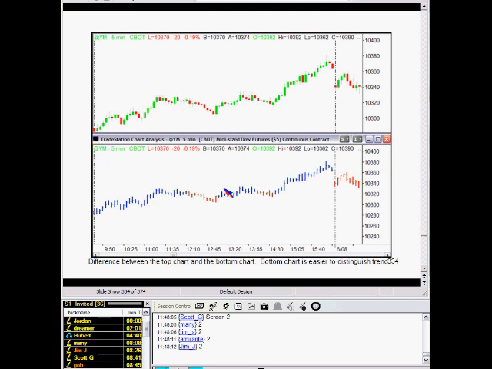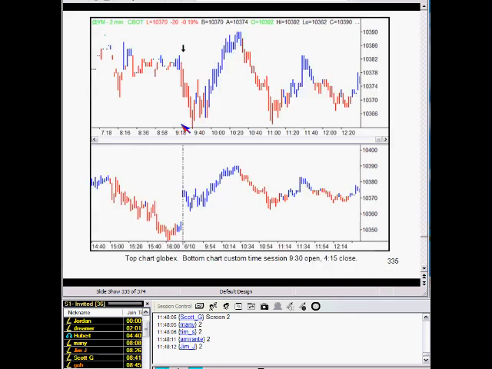So that's pretty. The difference between the top chart and the bottom chart, the bottom chart is easier to distinguish the trend. And this thing is called the TTM trend. Top chart is Globex. Bottom chart is a custom time session from 9:30 open with a 4:15 close. Okay? Here's a really good way to give yourself an edge on gaps.